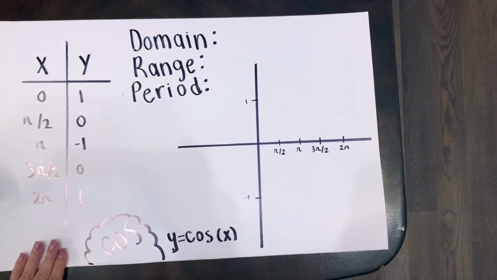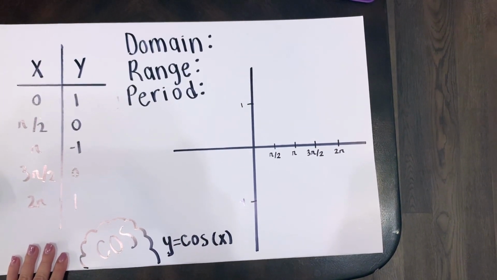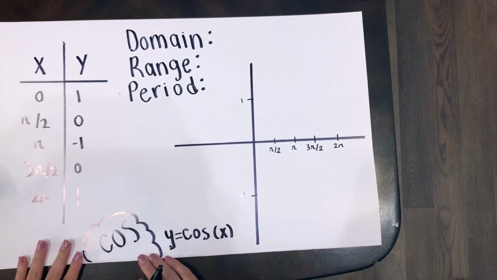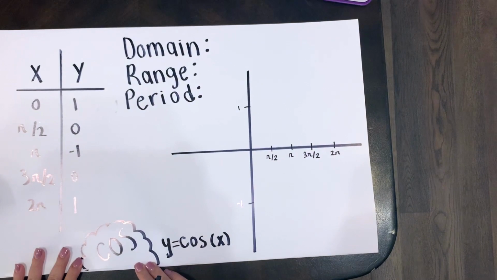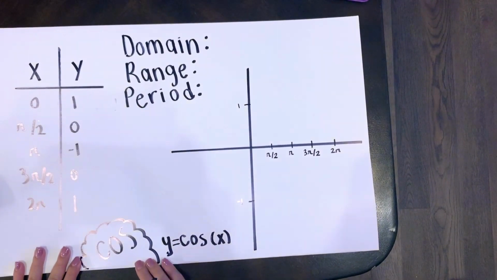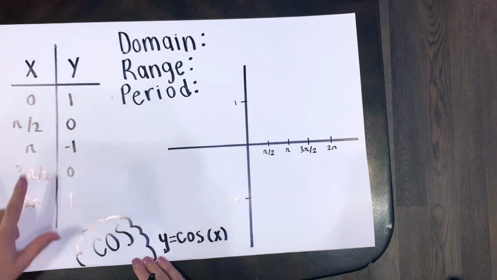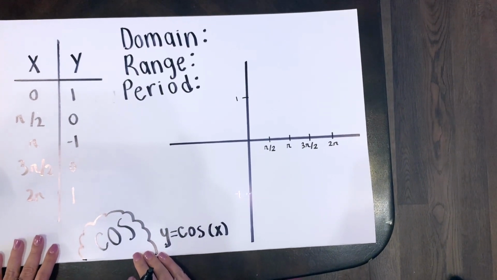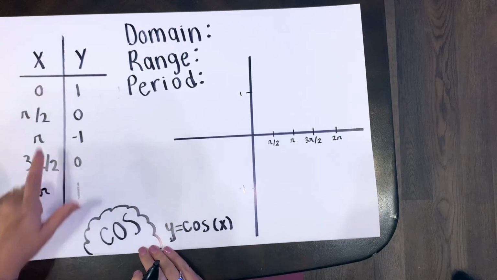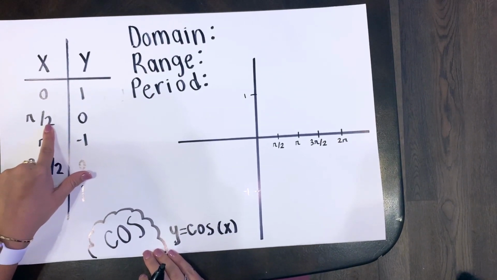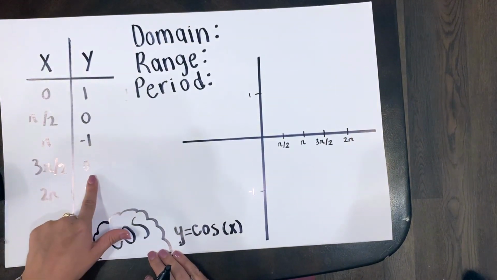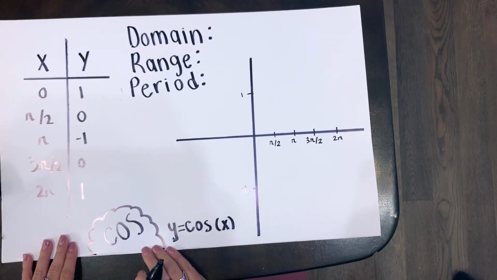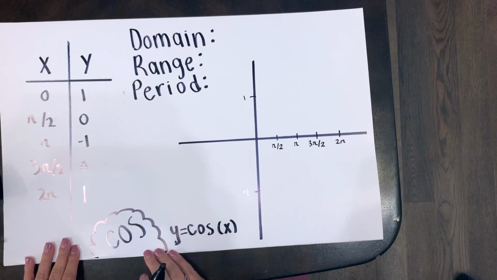Because of the x and y values of 0, 1, and 2 pi, 1, the cosine graph will never go above the maximum of 1. Also, because of the x and y values of pi, negative 1, the graph will never go below the minimum of negative 1. The values of pi over 2, 0, and 3 pi over 2, 0, form two x-intercepts. These x-intercepts, maximum and minimum values create the shape of the cosine graph.